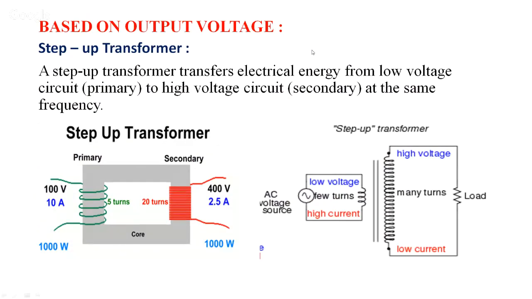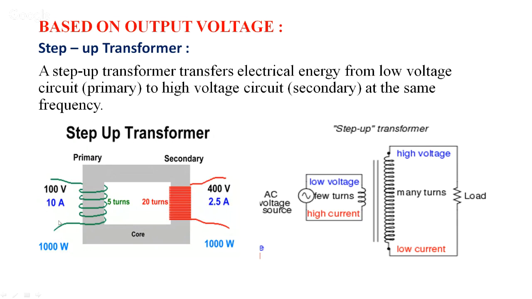Next, based on output voltage, transformers are classified as step-up transformers and step-down transformers. Now, what do you mean by step-up transformer? A step-up transformer transfers electrical energy from low voltage circuit, that is primary, to high voltage circuit, secondary, at the same frequency. So here you can observe this is the transformer core, here is the primary winding, this is the secondary winding.